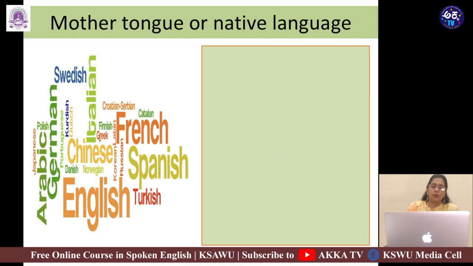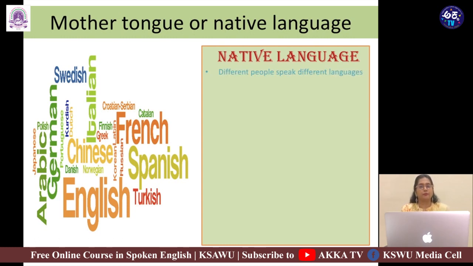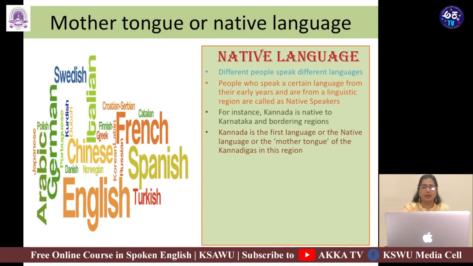Let's come to what is mother tongue or native language. All of us have a mother tongue, don't we? So what is this native language? Different people speak different languages. People who speak a certain language from their early years and are from a linguistic region are called native speakers. For instance, Kannada is the native language of people of Karnataka and bordering regions. Kannada is the first language or the native language of Kannadigas, we can say.